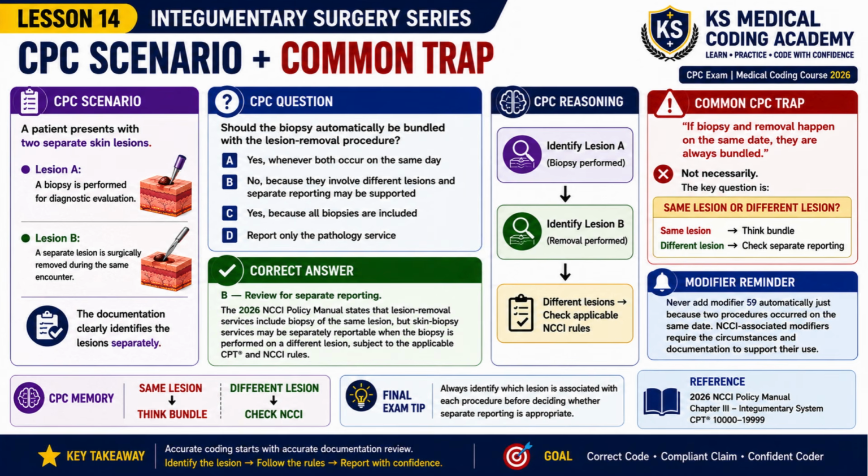For the same lesion, think bundle. For a different lesion, check NCCI and the applicable reporting rules. Also remember, never add modifier 59 automatically just because two procedures occurred on the same date. The documentation and applicable NCCI requirements must support its use. Your CPC memory rule is, same lesion → think bundle. Different lesion → check NCCI. For the exam, always identify which lesion is associated with each procedure before deciding whether separate reporting is appropriate.